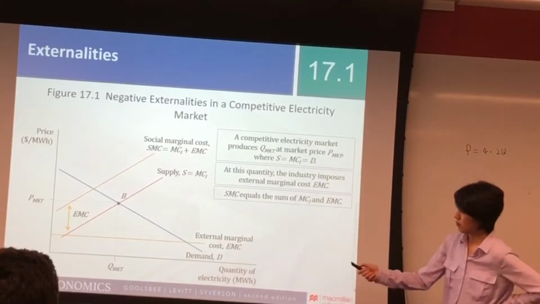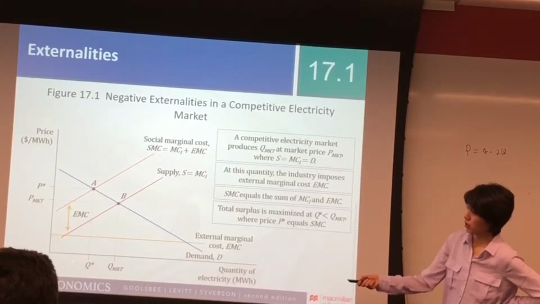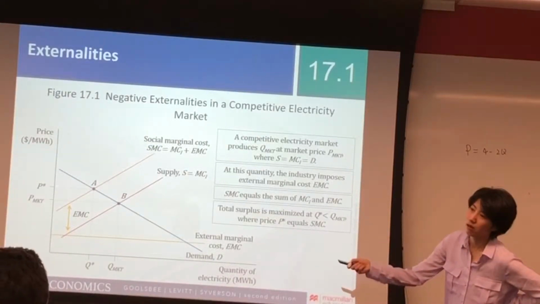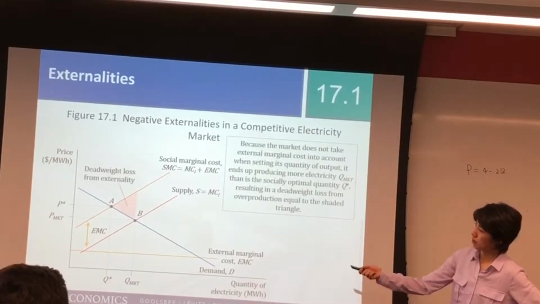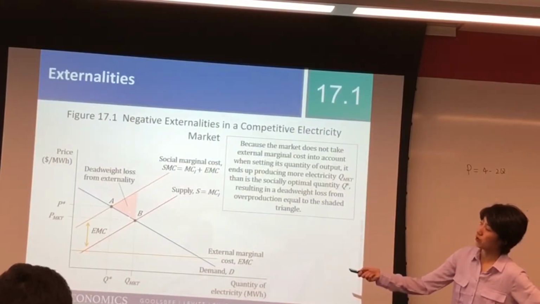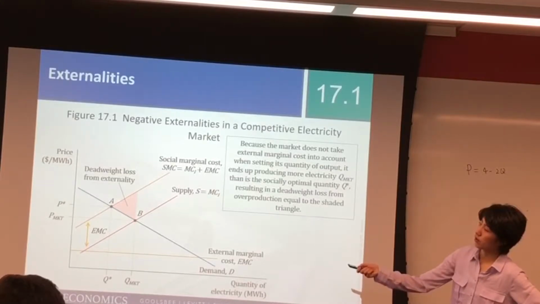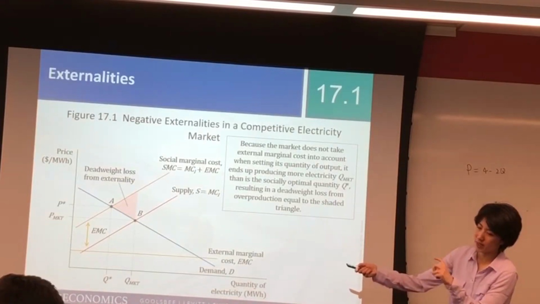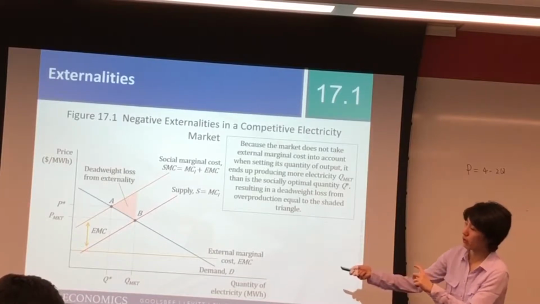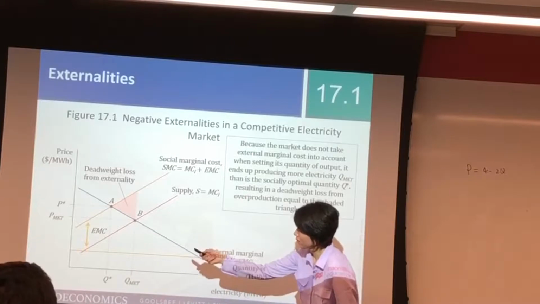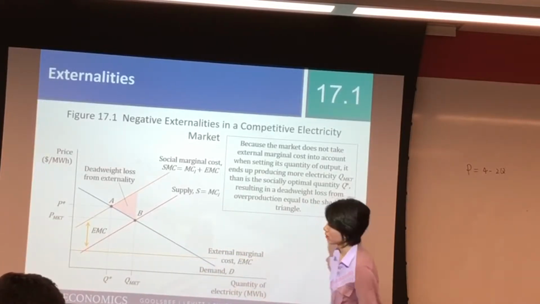Then you can find the socially efficient or socially optimal quantity and price at point A. As I said, this triangle represents deadweight loss. For each additional unit of electricity produced, there is a difference between social marginal cost and private marginal cost. Social marginal cost is higher than private marginal cost. If you aggregate all the units produced from Q star to Q market, the shaded triangle represents the deadweight loss.